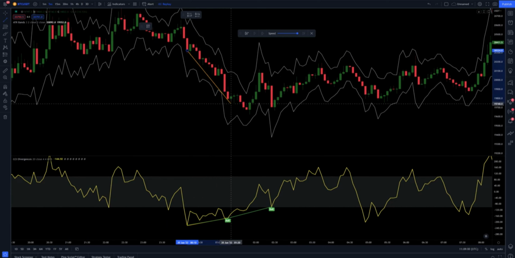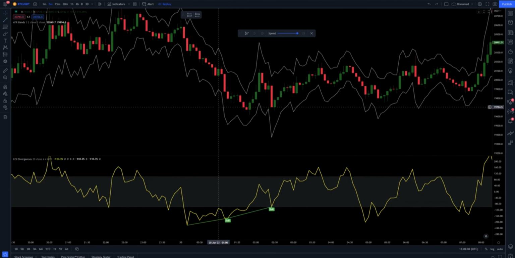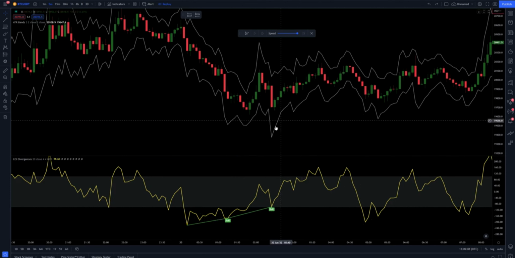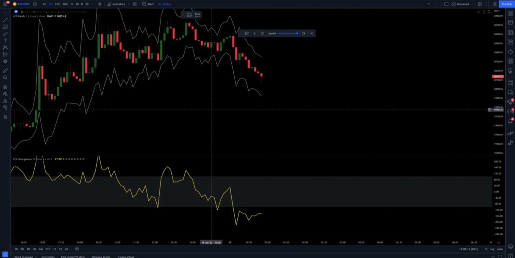As price continues to drop, we trail using the 20 EMA and exit when it crosses back above. These examples show how the setup adapts across assets and timeframes. But not every trade is perfect. Let's also look at a failed setup.